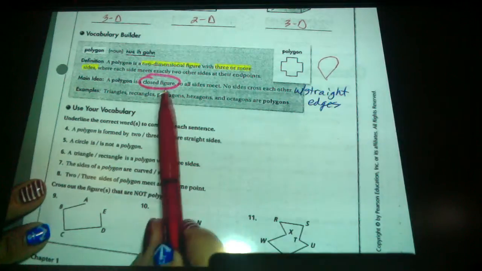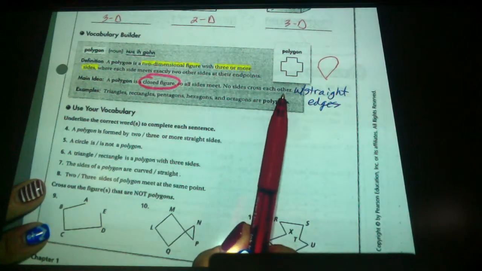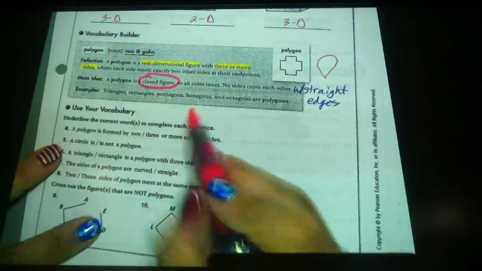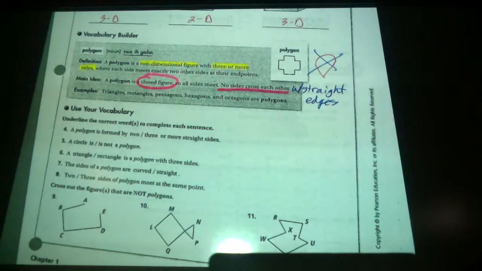This is a closed figure, and no sides cross each other. Oh, let's underline that. Got a highlighter. No sides cross each other. None of that occurs in that ice cream cone shape. But the fact is, you cannot have curved edges. So put an X through this. It is not a polygon.